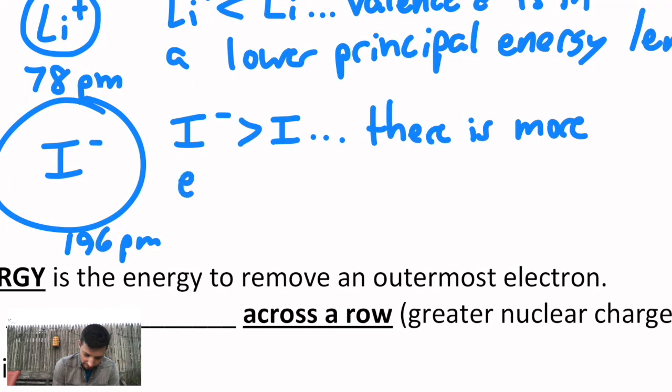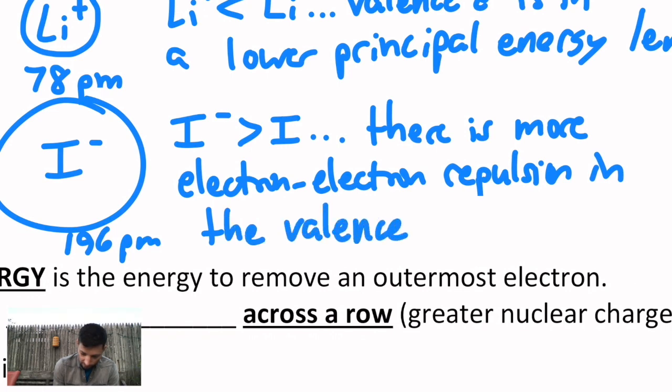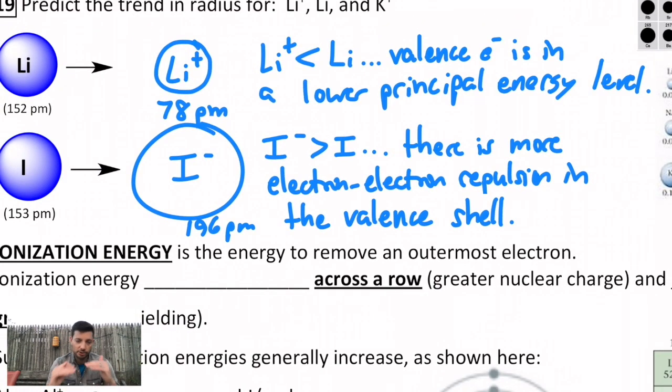electron repulsion in the valence shell. You've just added an extra electron to that same valence shell, so picture one of those orbital diagrams. Now they're being all forced to pair up instead, or even at least occupy the same shell, and electrons are all negatively charged. They're going to repel each other.